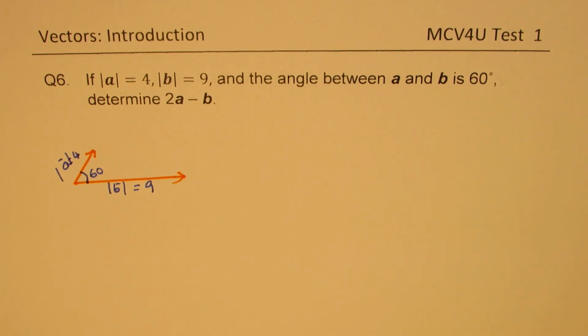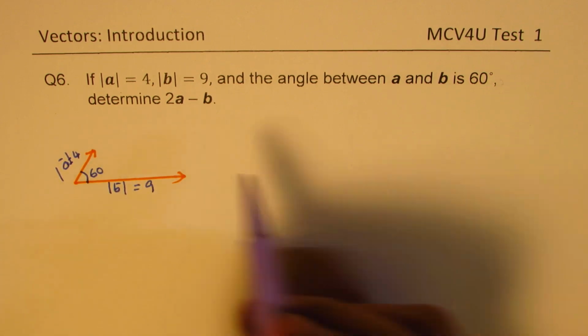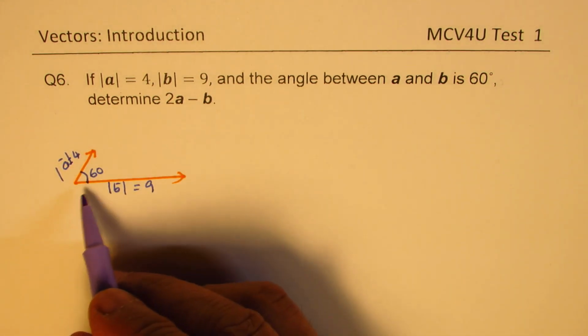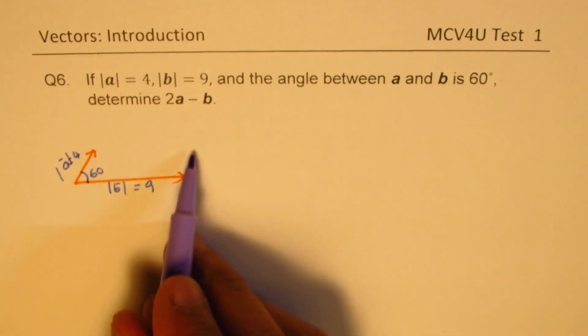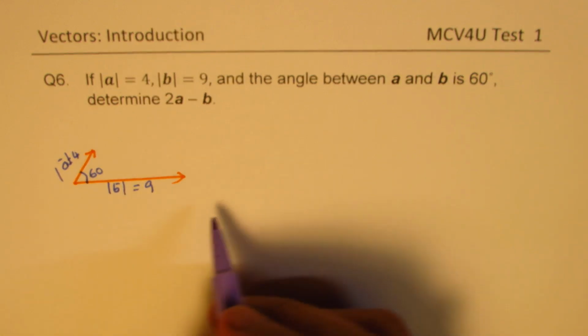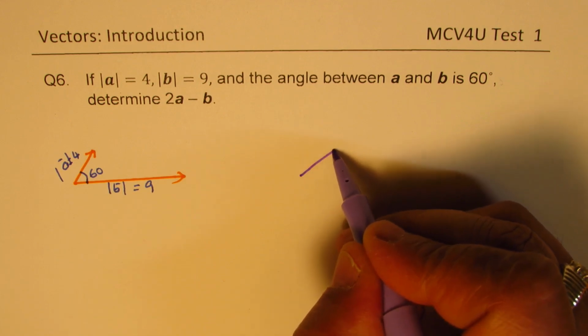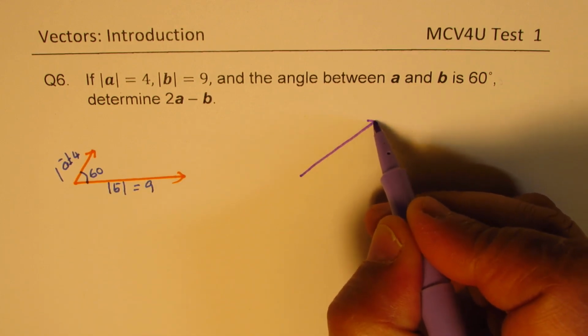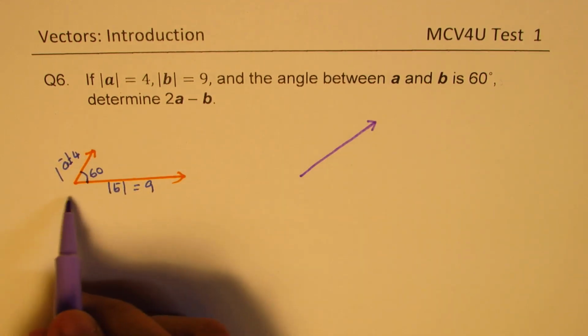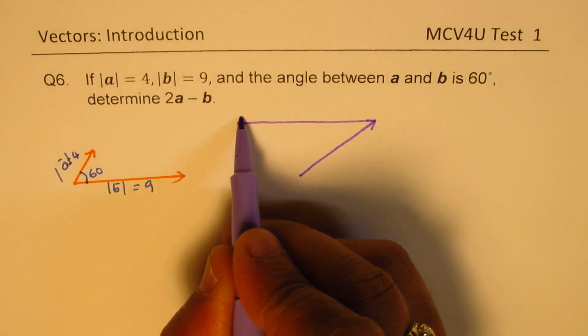Now, when we are combining, we want to find 2A minus B, right? So let's sketch 2A minus B. So basically, minus B will be in that direction, right? So what you could do here is, you can say this is 2A, right, twice the length, and minus B will be in this direction.